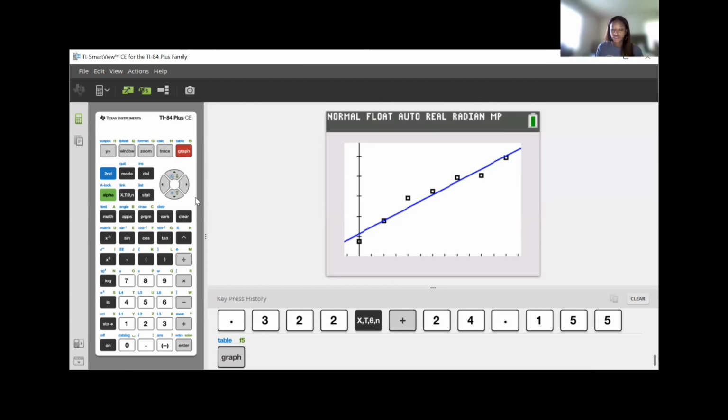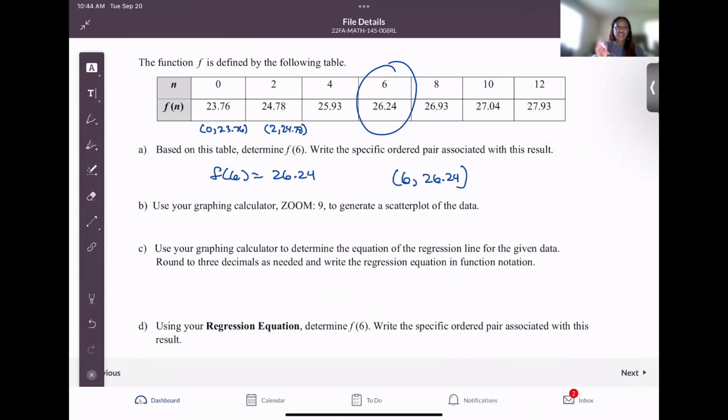So we're going to jump back into our book and talk about how we use our linear regression equation to answer other questions. We did part A. Part B was just creating a scatter plot. We did it on our calculators. Part C was coming up with our regression equation. Also, I used Y and X, but we should use the variables that are given to us in the table. So I should use N for my input. So we'll have f of n is equal to 0.322n plus 24.155. And again, I switched from x's and y's to n and f of n because I want to use the variables that are given to us in the problem.